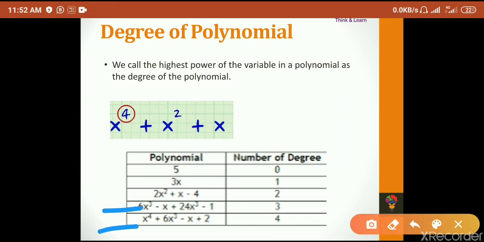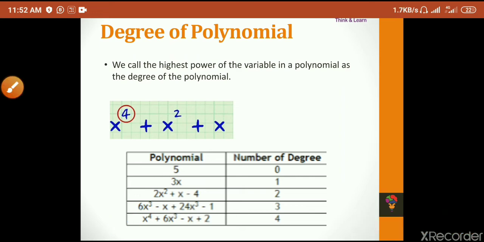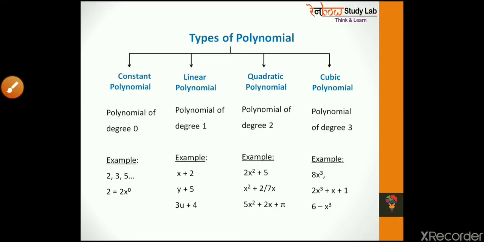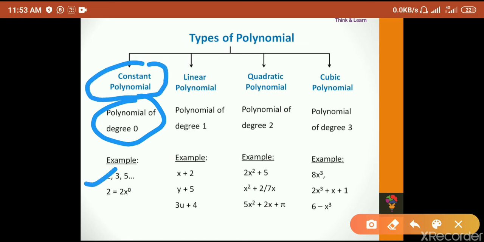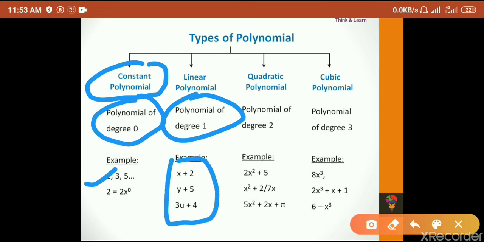Now based on these degrees, we have named the types of polynomials. You can see here. If your degree is 0, a polynomial of degree 0, for example, if they have only mentioned the question as 2, 3, 5, then they are known as constant polynomials. Okay, if your degree is 1, like such examples here, x plus 2, x is having power of 1, so degree is 1. y plus 5, degree is 1. 3u plus 4, degree is 1. Okay, so they are known as linear polynomials.